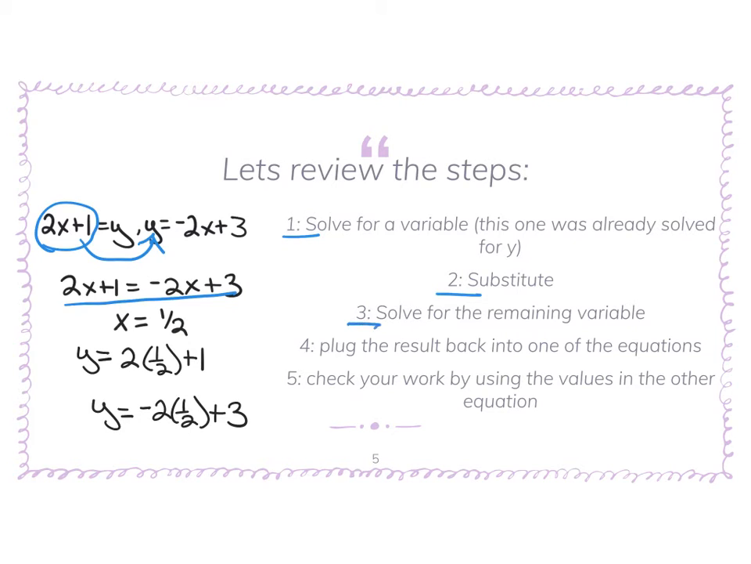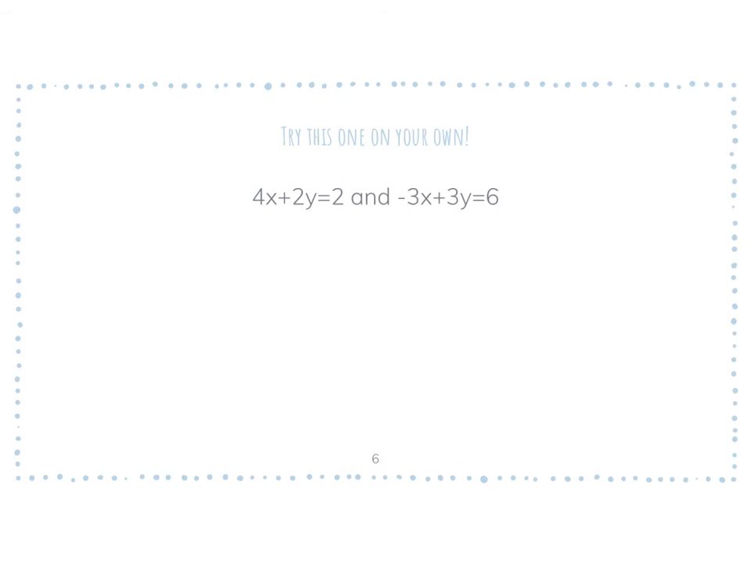Next, we're going to solve for the remaining variable. Then you're going to plug the result back into one of the equations. So here we took our x value and we put it into the equation, which gives us our y value. Lastly, we're going to check our work by seeing if our ordered pair works in the other equation.